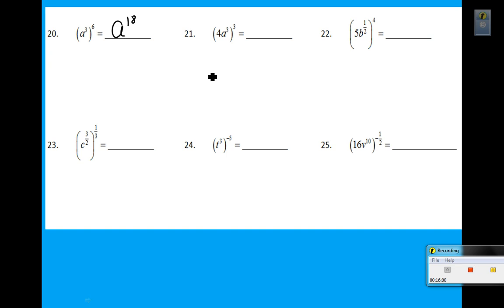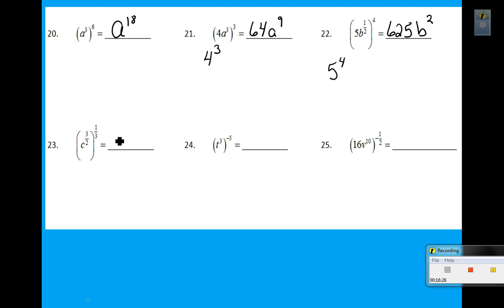Number 21, I got to take 4 to the third. That's going to give me 64. A to the 9th. Here's my 22. I've got to take 5 to the 4th. And that's going to give me 625. B to the 2nd. 1/2 times 4 becomes a 2.